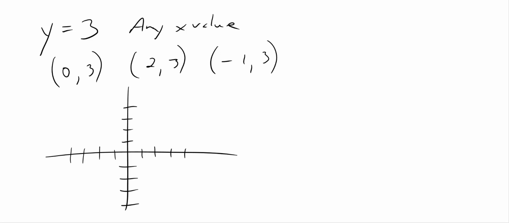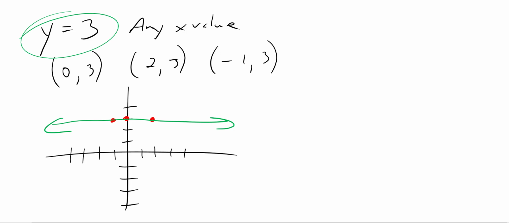Okay, and I plot this 0, 3. 2, 3. 2, 3 is here. Negative 1, 3. So what's going on here? Oh, that's interesting. Okay, so it's a horizontal line. So that's a special case. If it's y equals, it's a horizontal line. Remember the horizon, left and right.